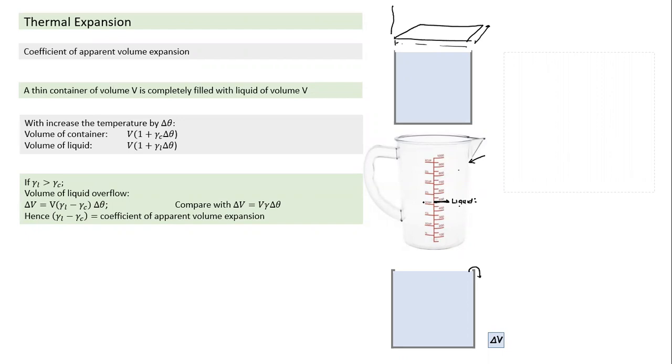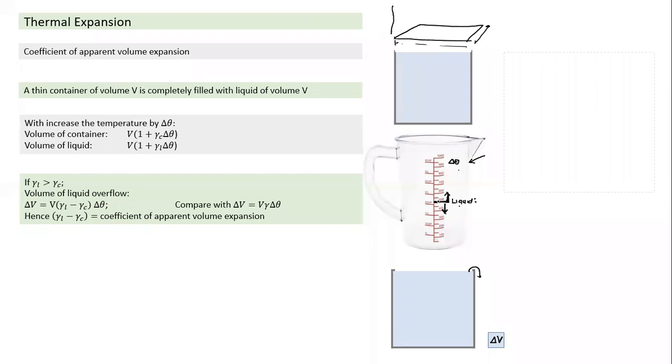Okay, so if the liquid level rises, the rise in liquid level will be only when the expansion of the liquid is greater than the container volume. And the level may fall also on the increase in temperature. What will make the level of liquid inside the container fall, even though the temperature is increased? Increase in volume of the container is greater than increase in volume of the liquid.